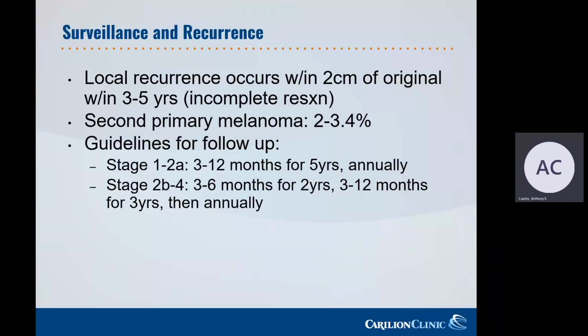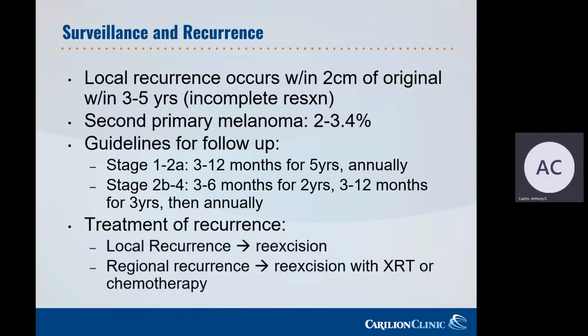For follow-up, if they have early stage 1 to 2A, every 3 to 12 months for 5 years, and yearly after that. If they're higher, near 2B, stage 3 and 4, it's 3 to 6 months for 2 years, 3 to 12 months for 3 years, and annually. This is usually done by a surgical oncologist and their dermatologist, splitting treatments and follow-ups.